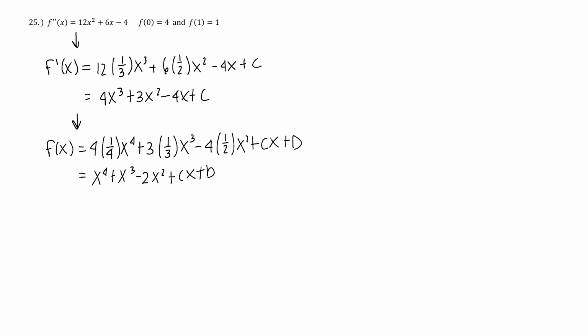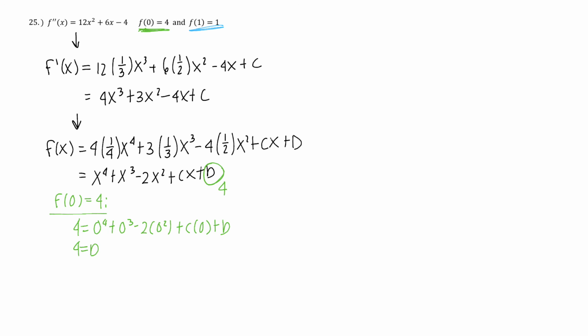And now I can use both of these initial conditions. So I'll start with f of 0 equal to 4. So when I plug in 0 for x, that'll be equal to 4. So 0 to the 4th plus 0 cubed minus 2 times 0 squared plus c times 0 plus d. I get 4 is equal to d. So this guy right here is 4.